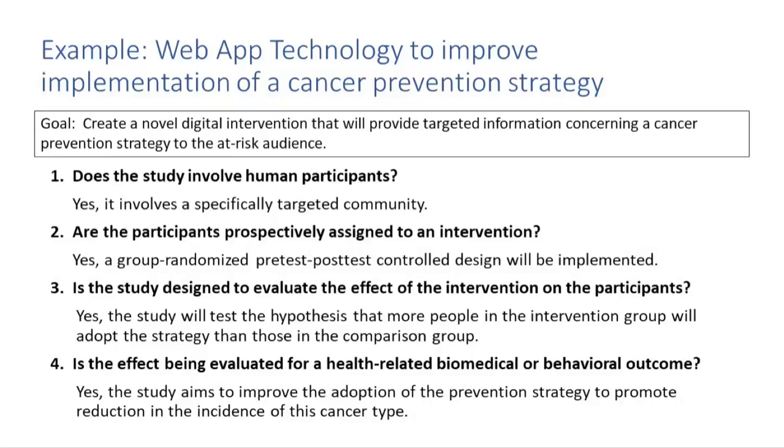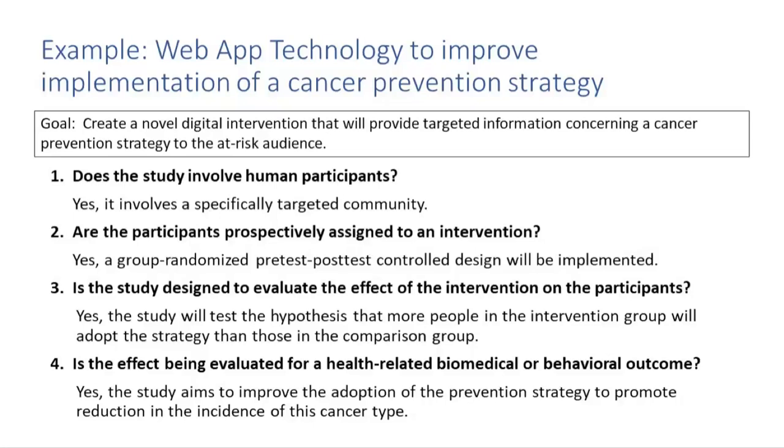So the first question is, does the study involve human participants? The answer is yes. It involves a specifically targeted community of participants. 2, are the participants prospectively assigned to an intervention? Again, the answer is yes. In the project, a group randomized pre-test, post-test controlled design is being implemented.